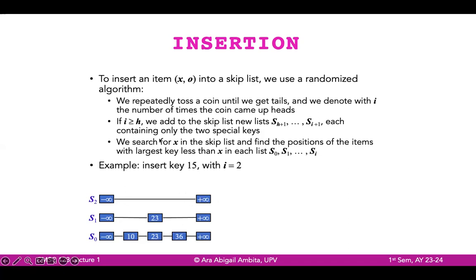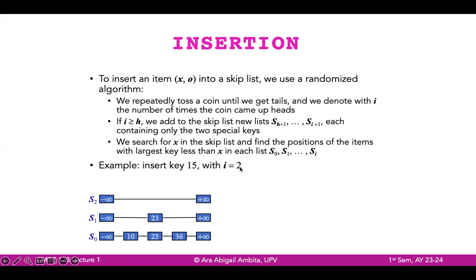Next, we are going to search for x in the skip list and find the position of the item with the largest key less than x in each list, S sub 0 until S sub i. So again, this is what we have to remember. We are going to use the search algorithm that I discussed in the previous video on skip lists and find the positions of the items with the largest key that is still less than the key that we are going to insert.